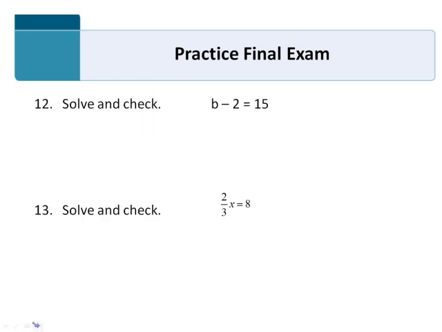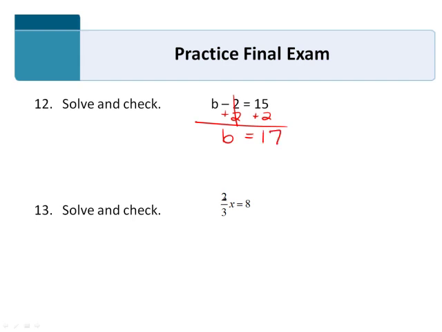Number 12 says to solve and check this equation. So we have b minus 2 equals 15. So if we want to get the b by itself, we need to get rid of the negative 2. So I'm going to add 2 to both sides. So the b comes down, 2's are gone, and it equals 17.